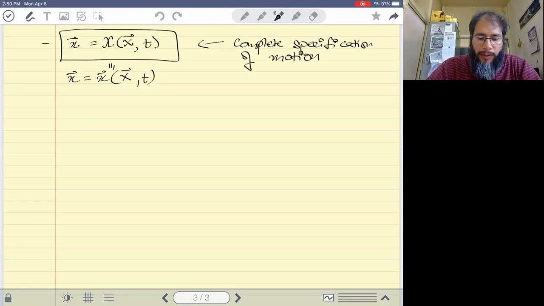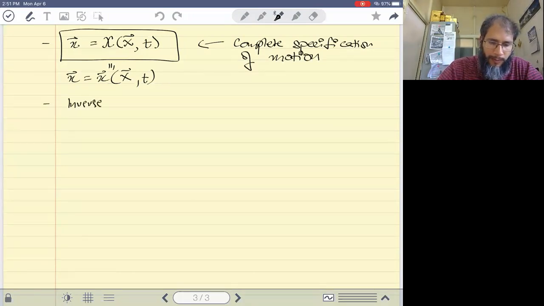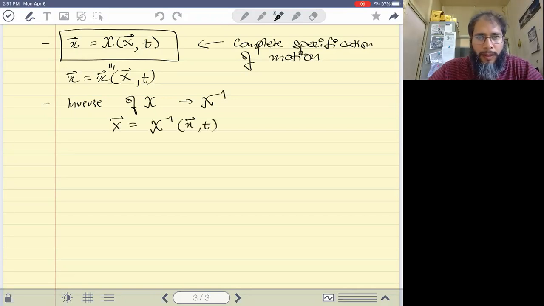Okay, so this chi function, or the x function, is the most important function in kinematics. It contains all the information about motion in the system. We also discussed that we can define something like an inverse function. What that means is capital X can be written as chi inverse of small x comma t.